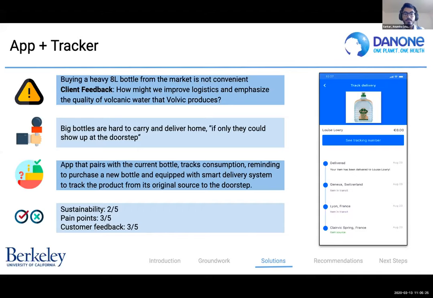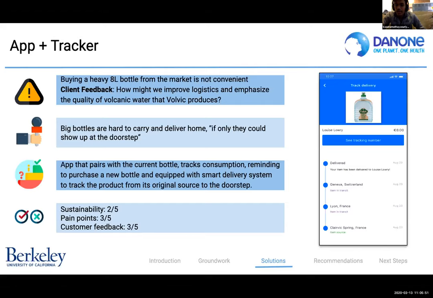Very quick follow-up, just 10 seconds. Is this actual physical hardware that's installed on the bottle, or is this tracking like UPS or FedEx? Ideally, we'd want to put it maybe on the bottle cap or somewhere on the bottle, and then the customers have to download an app.